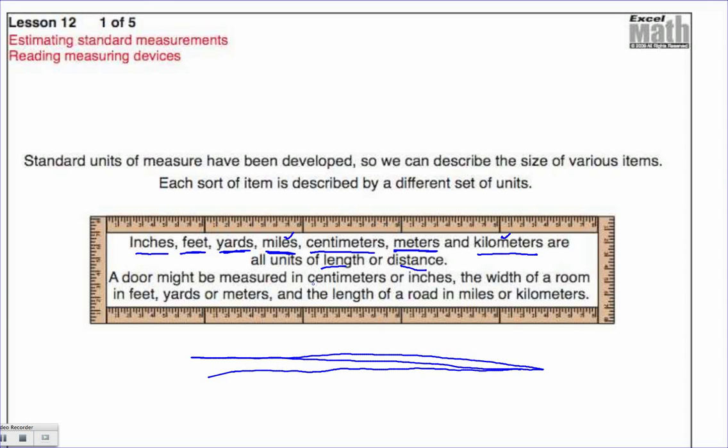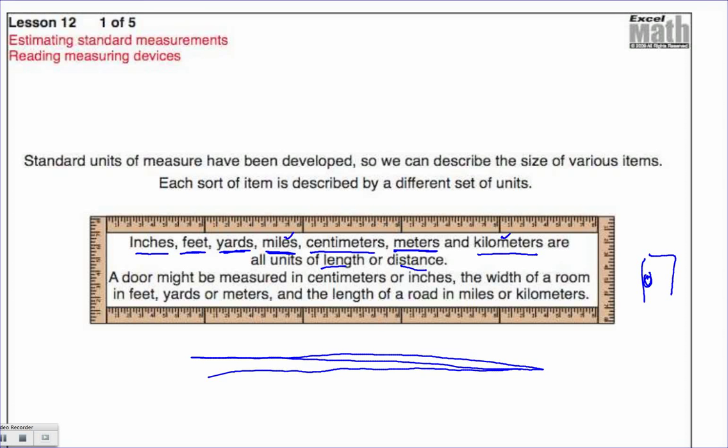A door might be measured in centimeters or inches, how tall that door is. You might say feet even maybe, or inches or centimeters. The width of a room in feet, yards, or meters, and the length of a road in miles or kilometers. We would definitely not measure how long a road is in inches or something like that. Not a good way to measure it.